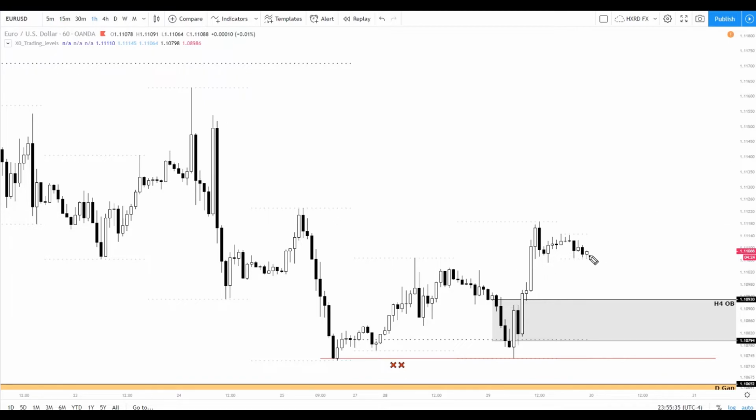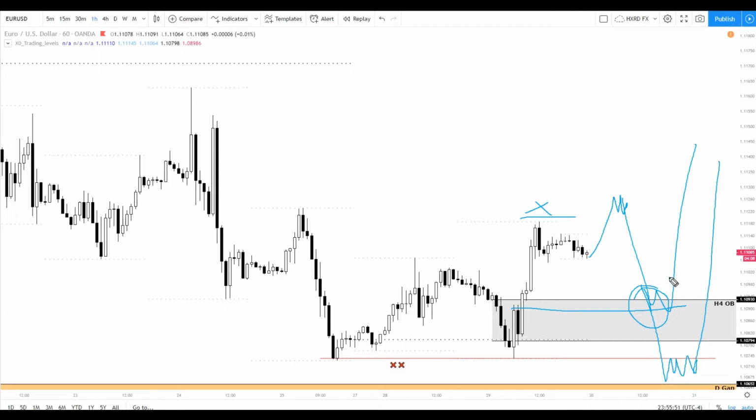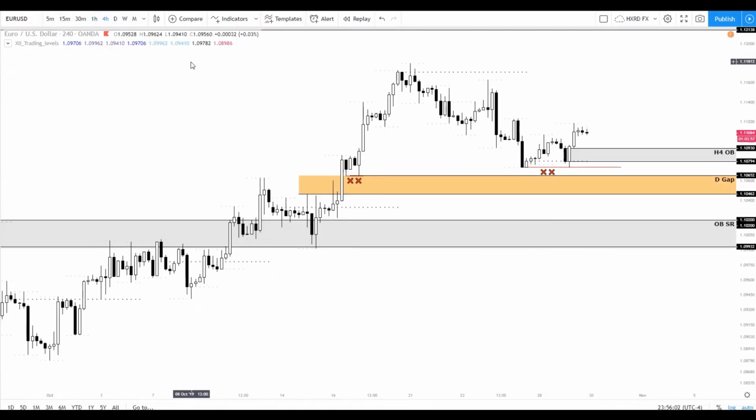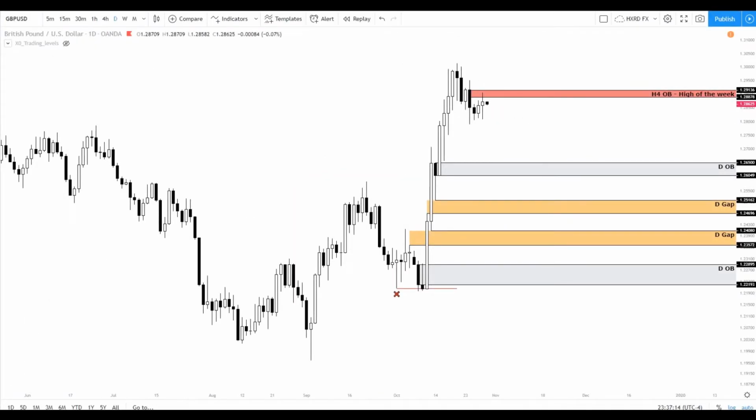Okay, for London we could have a raid above here, and then we could trend down into this block, and then I'm expecting New York to probably push it up higher, or even come into this level and push it up higher. Alright, I don't know what to think about that, but I'll take my chances on this H4 order block. Okay, so that's what I've got for the euro dollar.